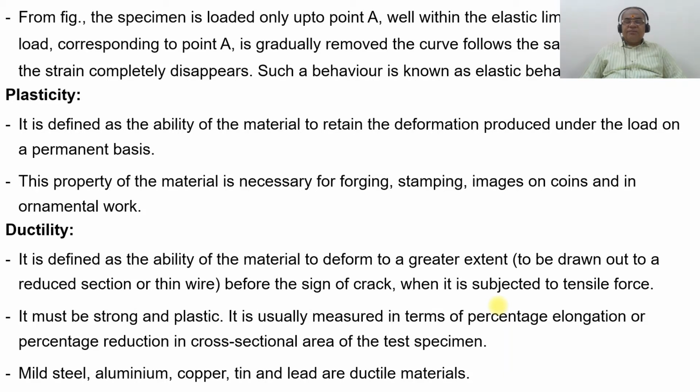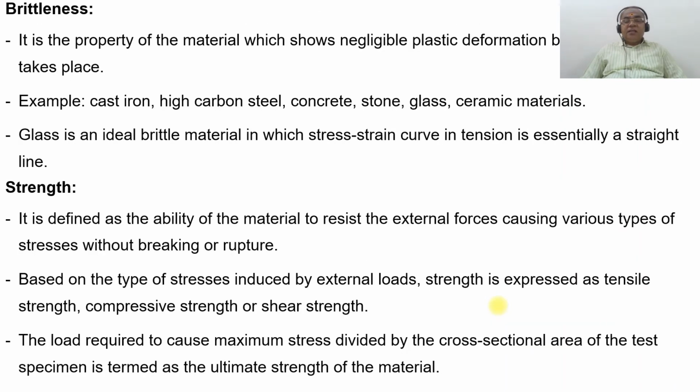It is usually measured in terms of percentage of elongation or percentage of reduction in cross-sectional area of the test specimen. As the elongation takes place, what happens? The volume remains the same. Therefore the cross-sectional area is reduced as the length increases. So that is the percentage reduction in cross-sectional area. That is ductility. Examples of perfect ductile materials are mild steel, aluminium, copper, tin and lead. So the next is brittleness.